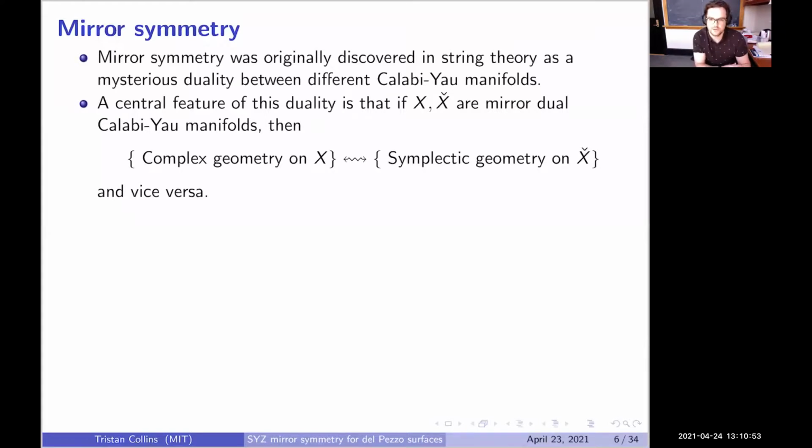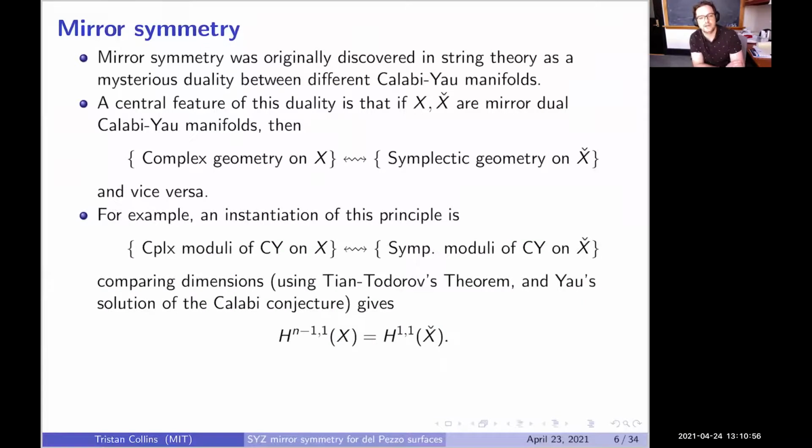So for example, an instantiation of this principle is that if you look at the moduli space of complex structures on one Calabi-Yau manifold, then that should be related to the symplectic moduli of the Calabi-Yau structures on its mirror dual. So for example, on the complex side, we know that the moduli space of complex structures is determined by this H^{n-1,1} cohomology group. And of course, the symplectic moduli is determined by the H^{1,1} cohomology group. So this is this sort of interchange of Hodge numbers that one sees for Calabi-Yau mirror pairs.